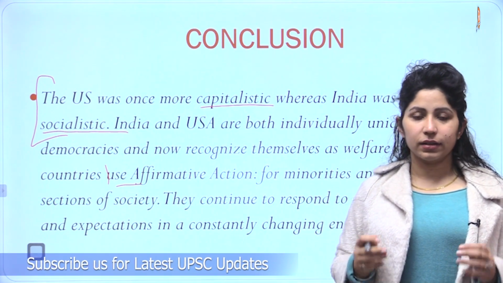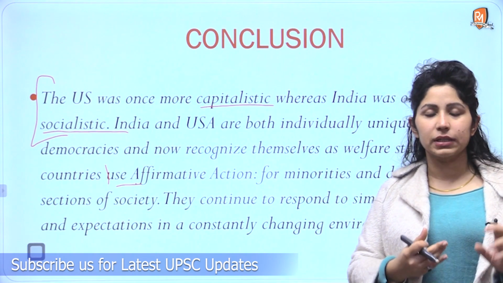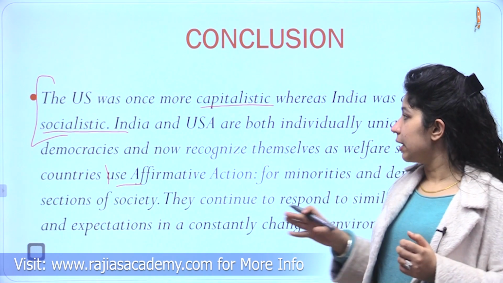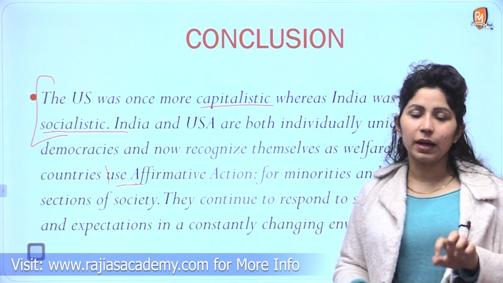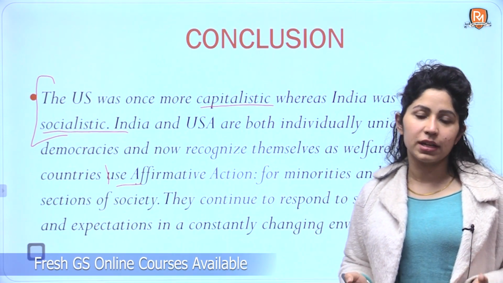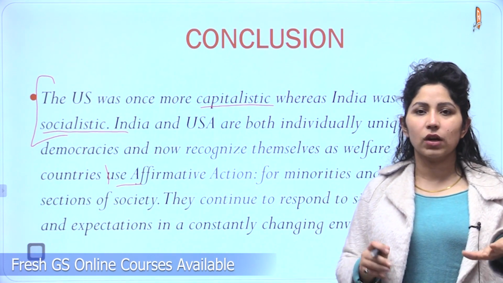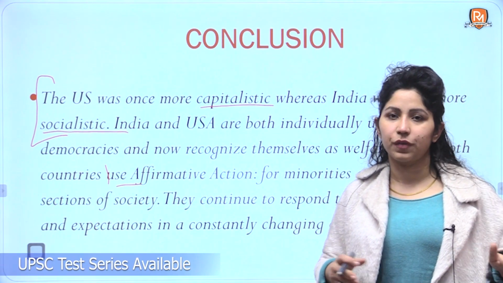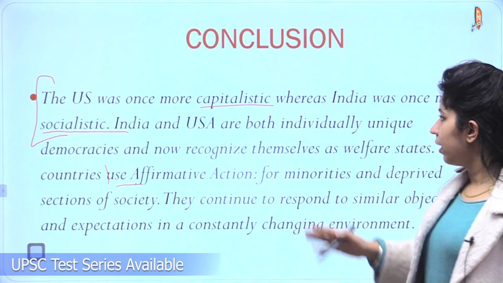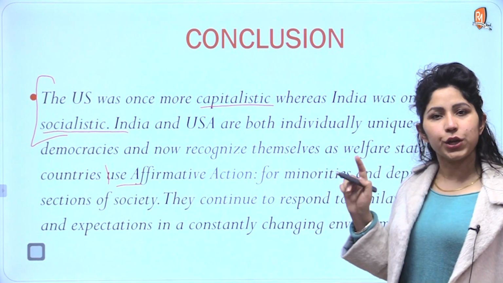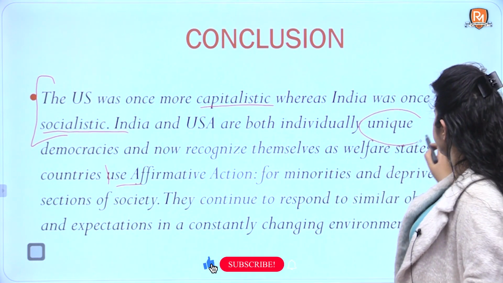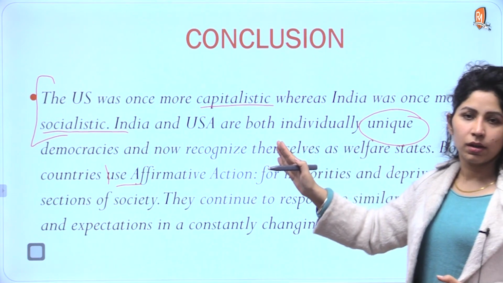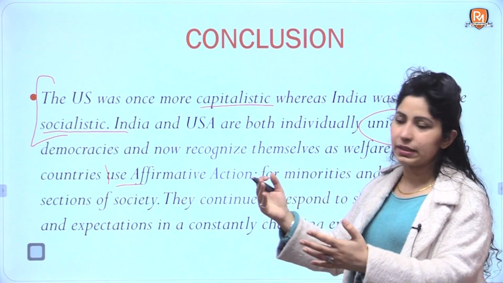And then we say that since we have talked about something basic, and we have seen how their constitutions have evolved, now we say that India and USA are both unique. Of course, they are very different countries with very different polities, but we will not say they are very different, like one is very old, one is very large in terms of area or population. We'll use the word unique. India and USA are both individually unique democracies. So this can be justified by the Venn diagram we used in the previous slide.